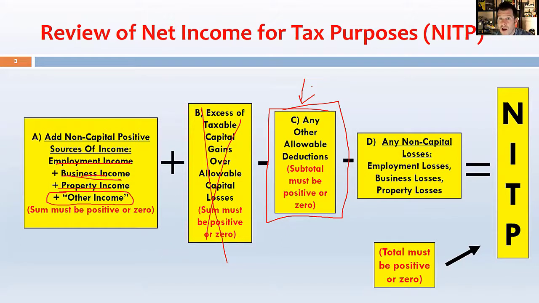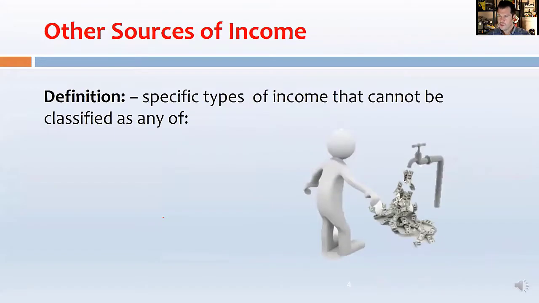If you have no positive forms of income, or if your positive sources of income are exceeded by the other allowable deductions, you can only grind down your positive sources of income to 0. You cannot create a loss by deducting other deductions. This should, at this point in the course, make logical sense to you, I hope. But as you can see, I've indicated here as well, must be positive or 0. You cannot create a negative number here. Okay, so what is other income?